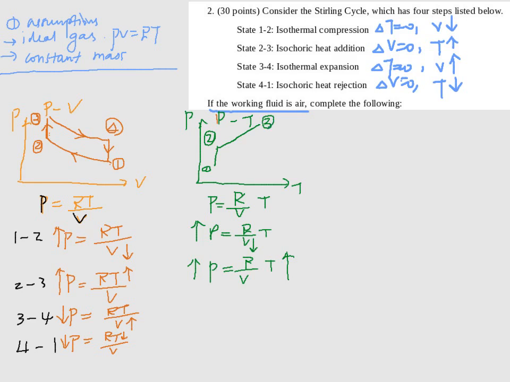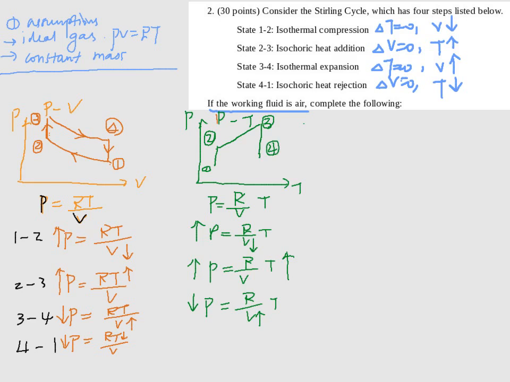State 3 to 4, same thing. P is equal to R/V times T. In this case, T is constant, so another straight line, but going up or down? Let's decide from looking at the volume change. So volume is increasing, so pressure is going to decrease, which makes sense. So here, we're going to draw a straight line going down because T is constant and P is decreasing. So going down here, okay. And then we have 4.